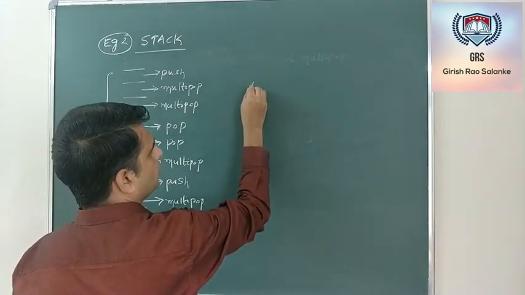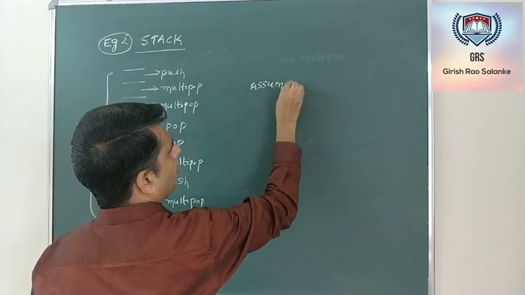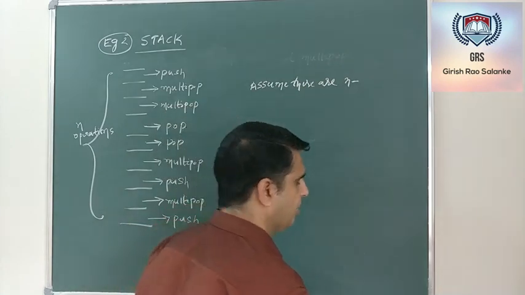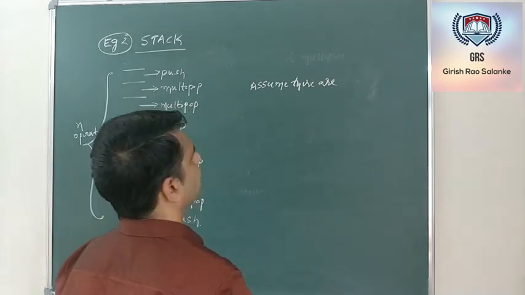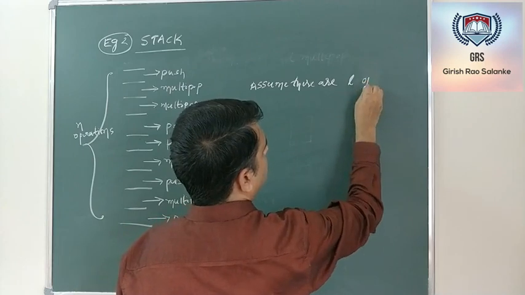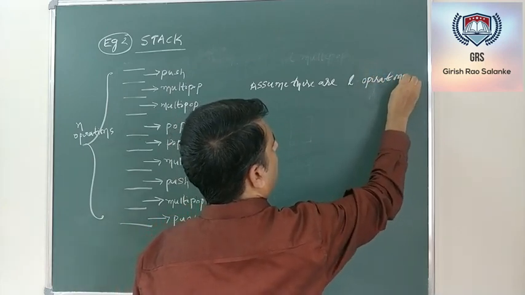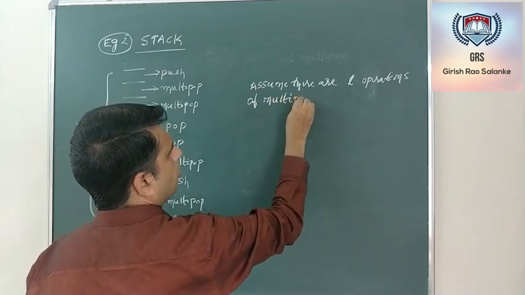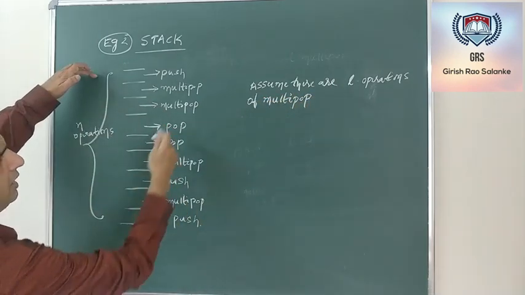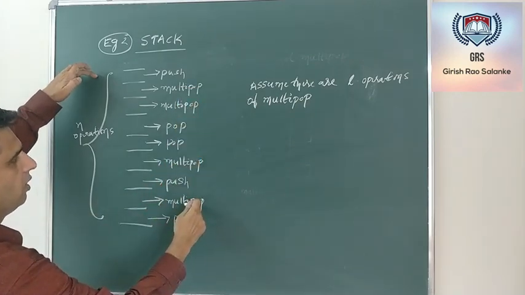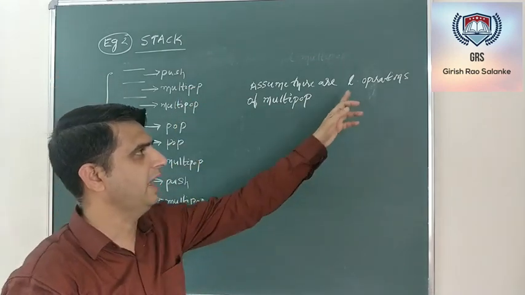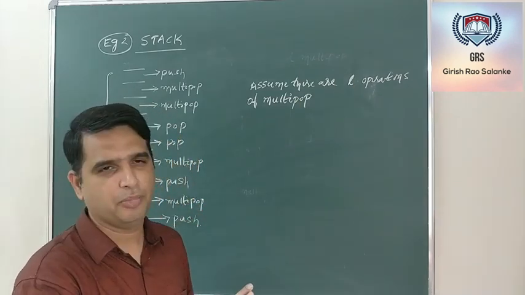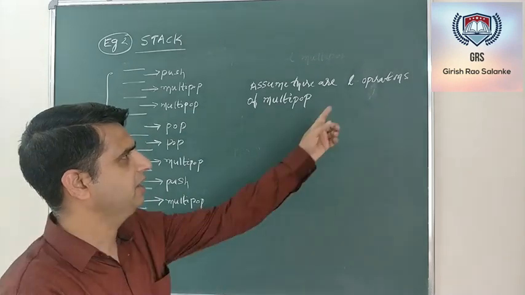Now assume that there are l operations of multi-pop. Out of these n operations, there are 1, 2, 3, 4. These 4 are l. There are 4 operations of multi-pop. Rather than calling it 4, I am generalizing it as l.